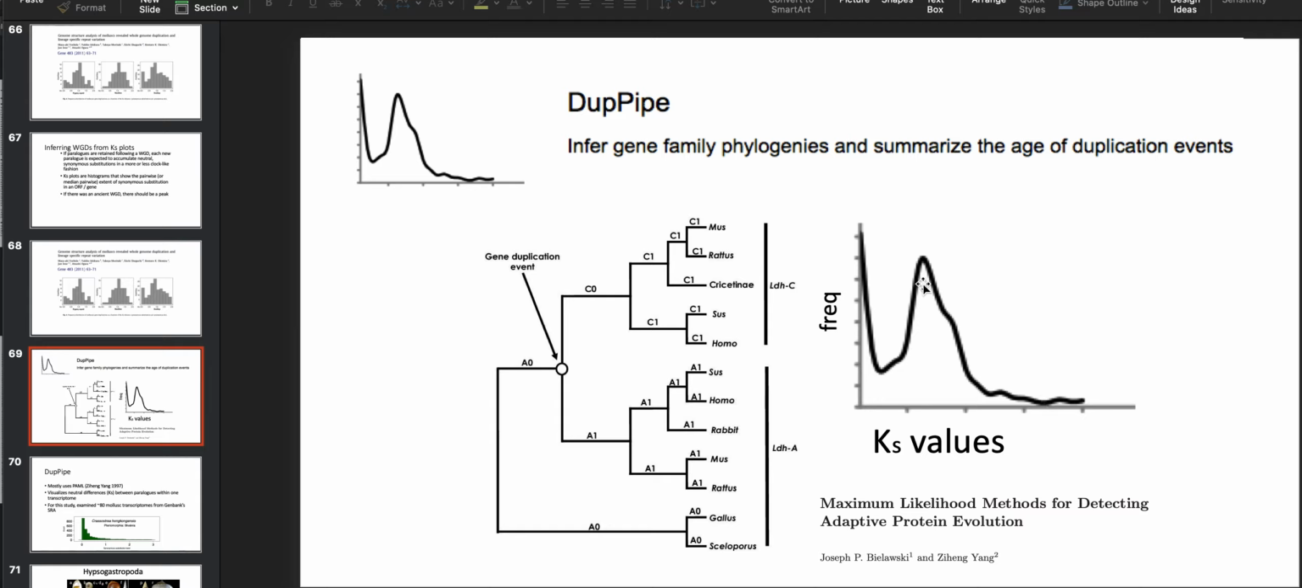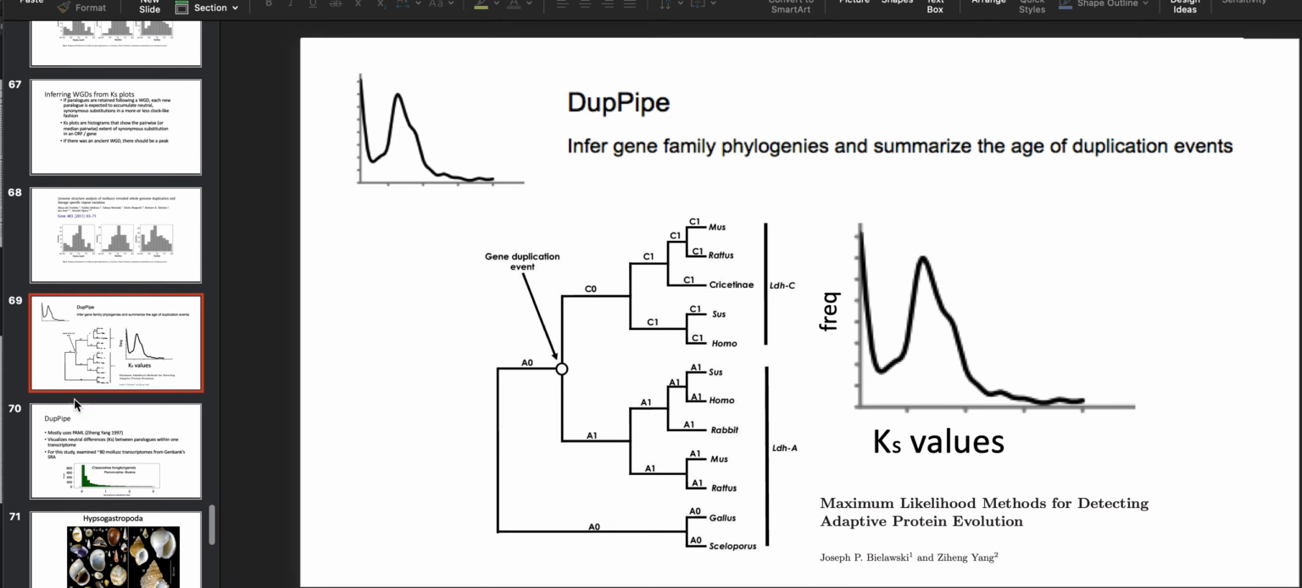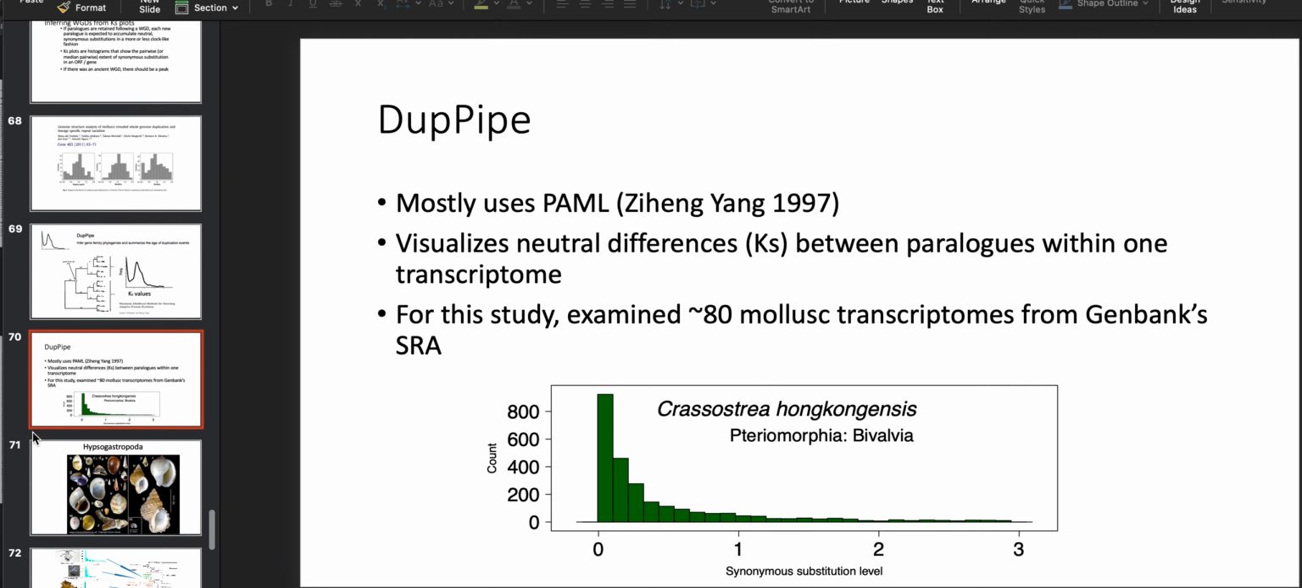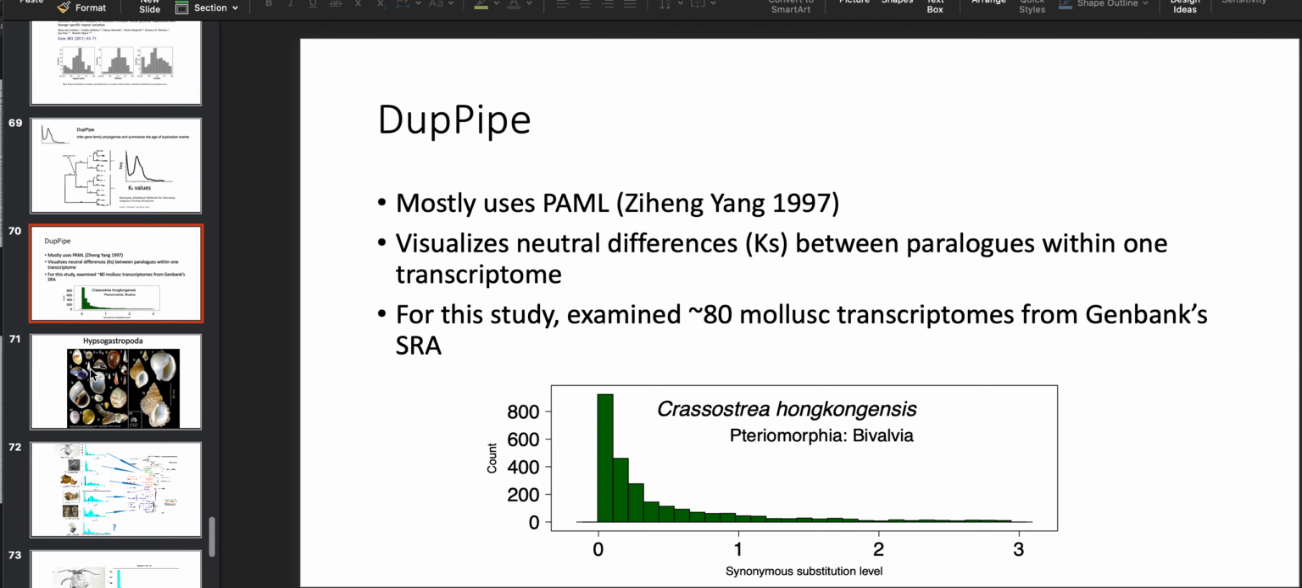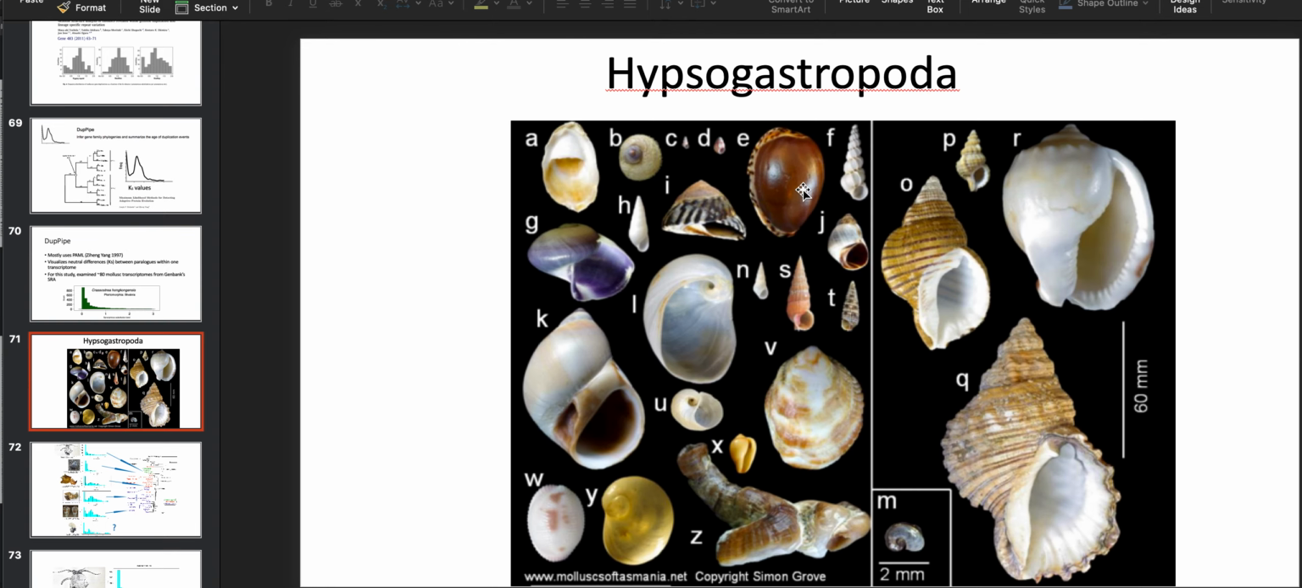So in general, what you're potentially looking for is, maybe there's a bunch of KS values that are really, really low, and there's a long tail of KS values that are higher, but then there's this funny peak here. If there were no whole genome duplication event, you'd see just more of a gradual slope. You wouldn't see this little peak here. So I'm going to skip over that. Hypsogastropoda, super duper evolutionarily diverse.